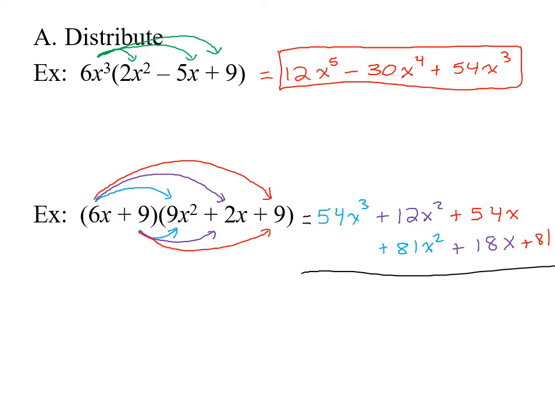If I add them all together, I'll have 54x cubed, 93x squared, adding straight up and down, 54 plus 81... 2x, and 81. And that would be my answer. And so when you're doing a 2 term times a 3 term, just multiply the first term all the way across and multiply the second term all the way across, and you're going to add your like terms together.